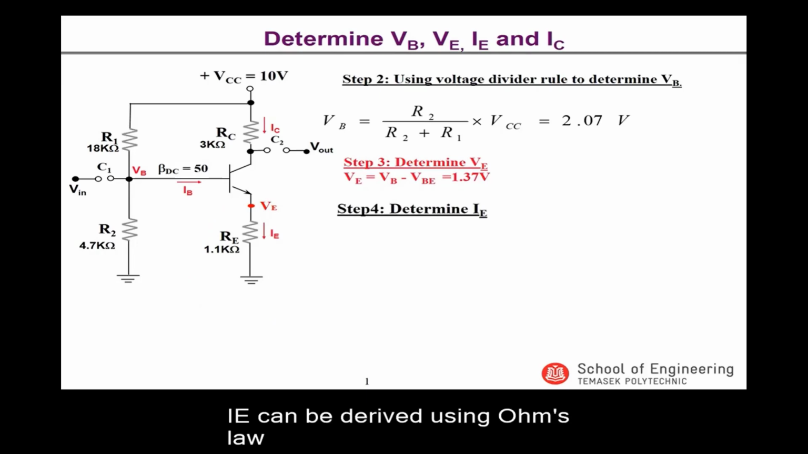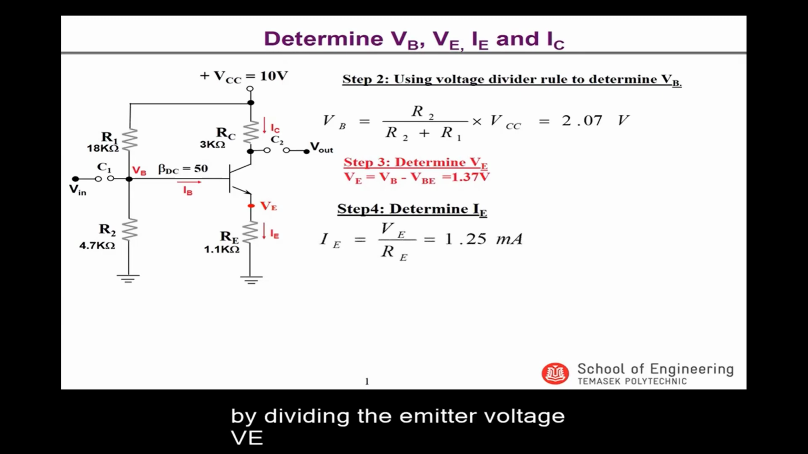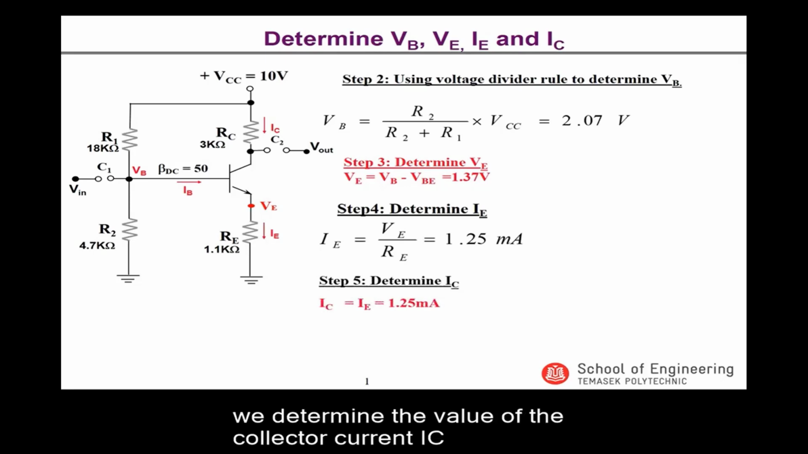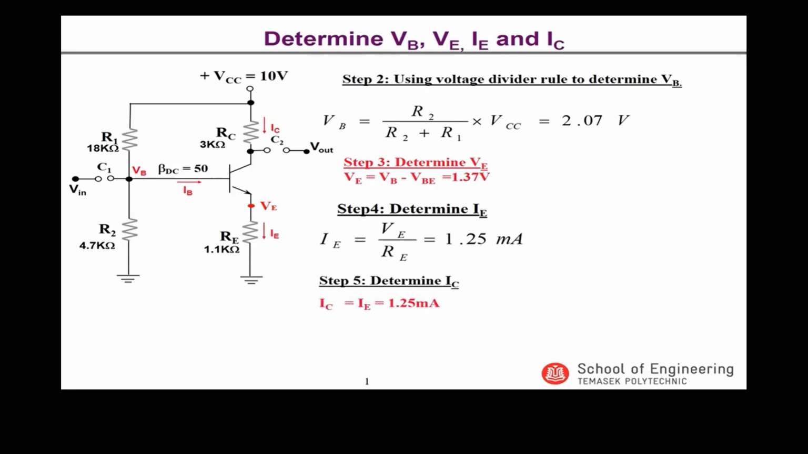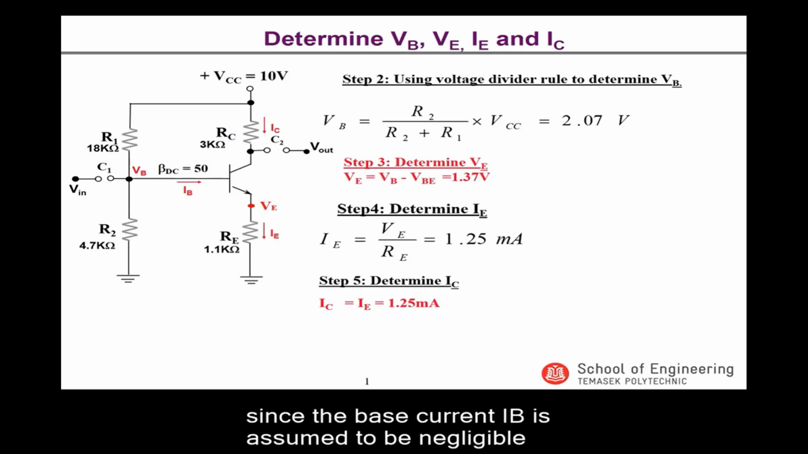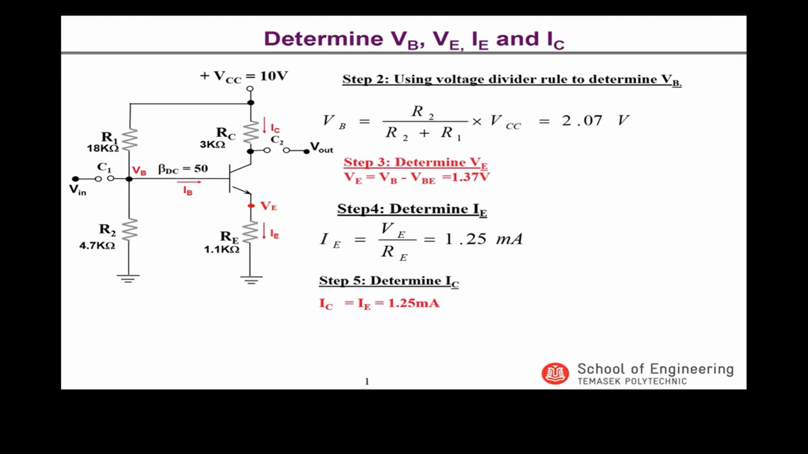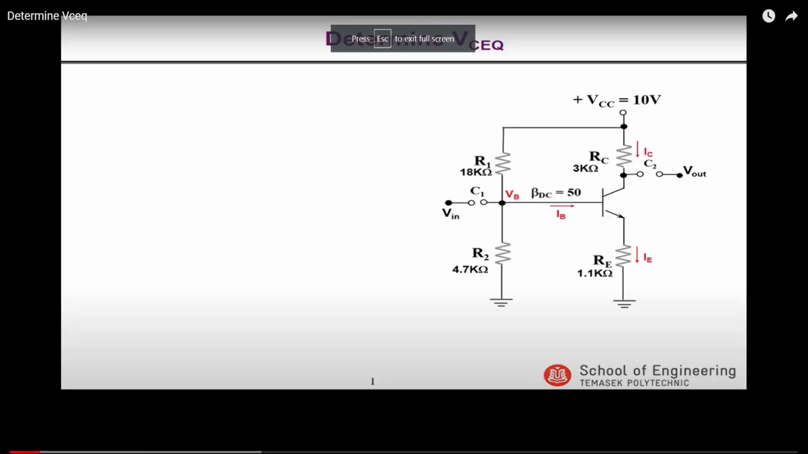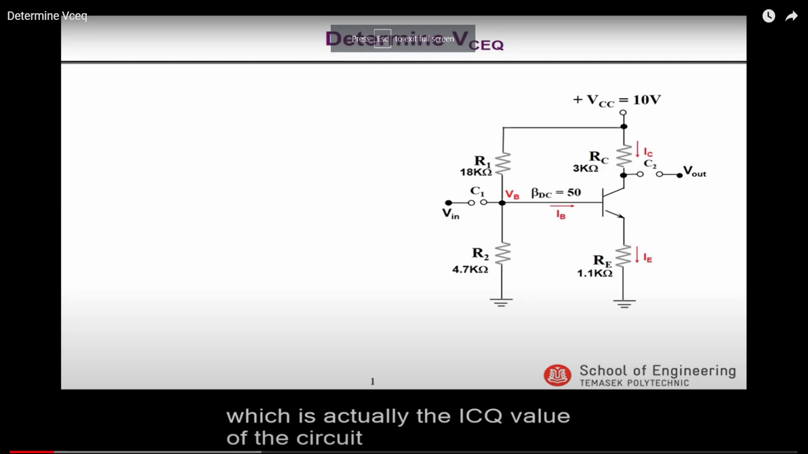Step 4 is to determine the emitter current IE. IE can be derived using Ohm's law by dividing the emitter voltage VE by the resistance of RE to give a value of 1.25 milliamperes. Moving on to step 5, we determine the value of the collector current IC. IC is equal to IE since the base current IB is assumed to be negligible. Hence, IC is equal to 1.25 milliamperes, which is actually the ICQ value of the circuit.